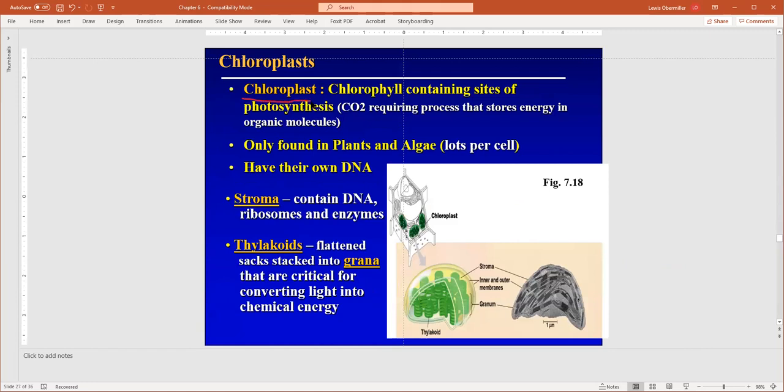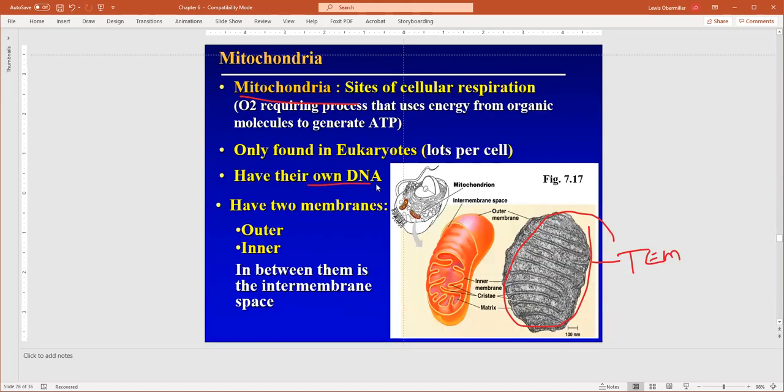Chloroplasts, we're going to talk about this in depth in chapter 10 for photosynthesis. Just remember, these are found in plants and algae. They have their own DNA. Mitochondria also have their own DNA.